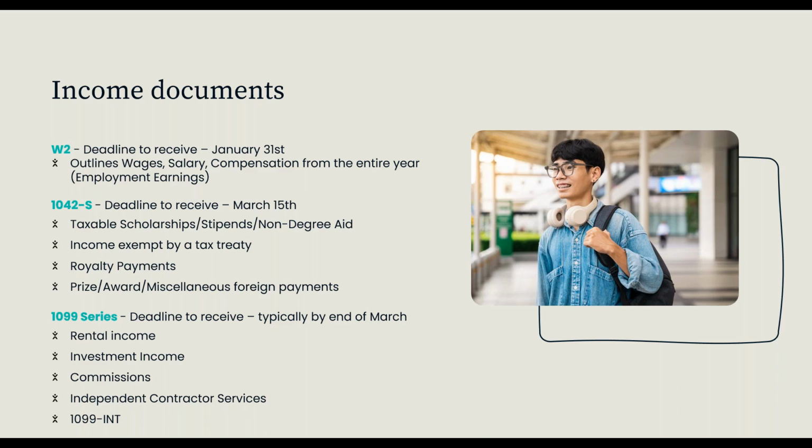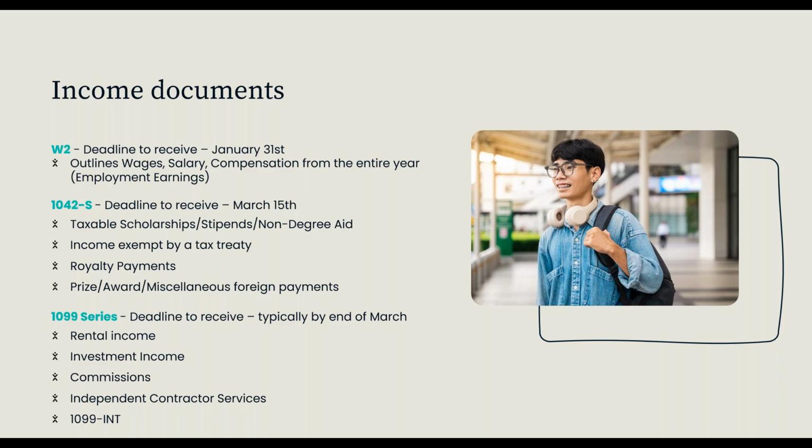The second document then is the 1042-S document. And this document applies mostly to taxable scholarships, stipends, royalty payments, prizes; any tax treaty exempt income will typically be outlined on a 1042-S document. So let's go back to the scholarship I mentioned a little while ago. If your scholarship is covering anything outside of tuition or tuition-related expenses, then you would receive a 1042-S for it. But if your scholarship is not taxable, then you wouldn't receive this document. And again, the deadline to receive your 1042-S document is March 15th.